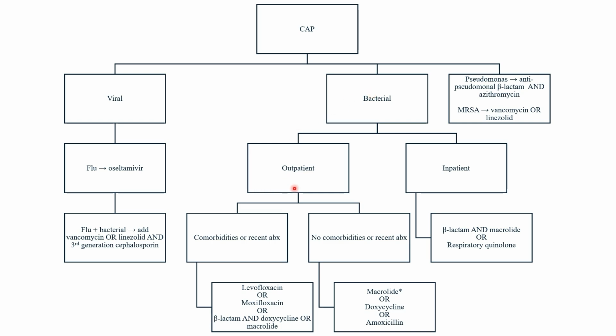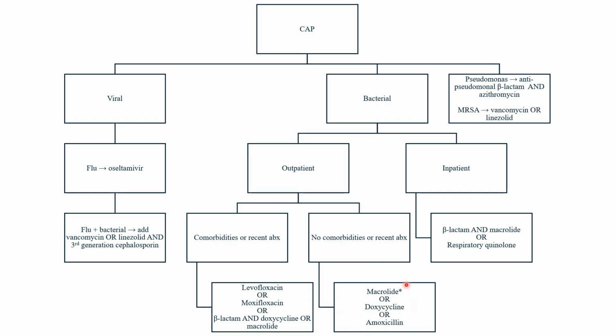After you know you're going to treat them outpatient, you decide, do they have comorbidities, or have they had recent antibiotics? Or are they pretty healthy generally? They haven't had recent antibiotics. So let's say you have a healthy patient, they haven't had antibiotics recently. The recommendation is amoxicillin or doxycycline or macrolide, so single agent use.